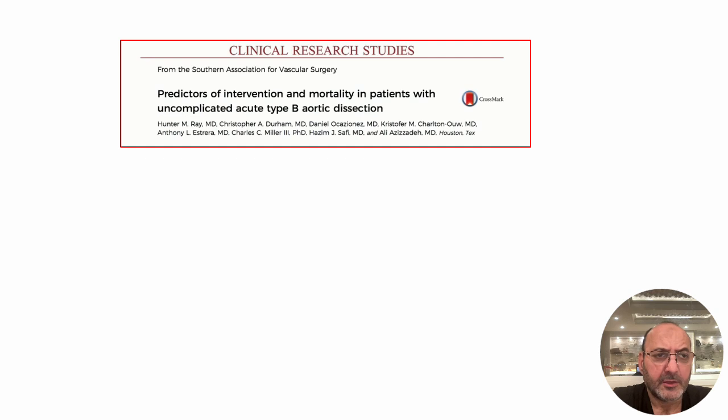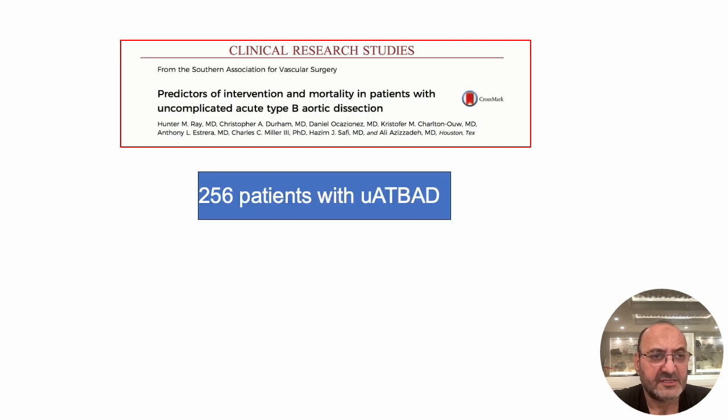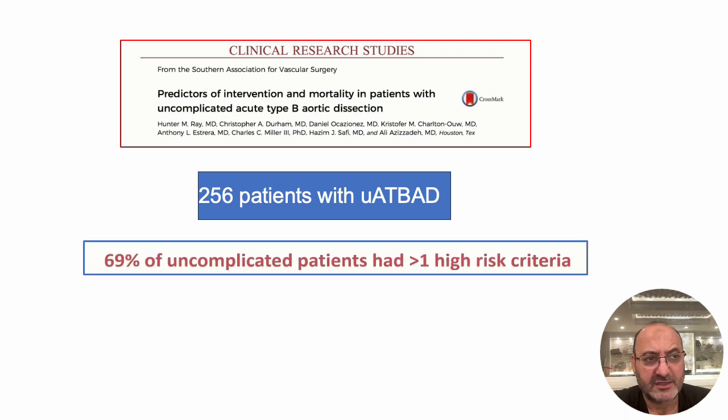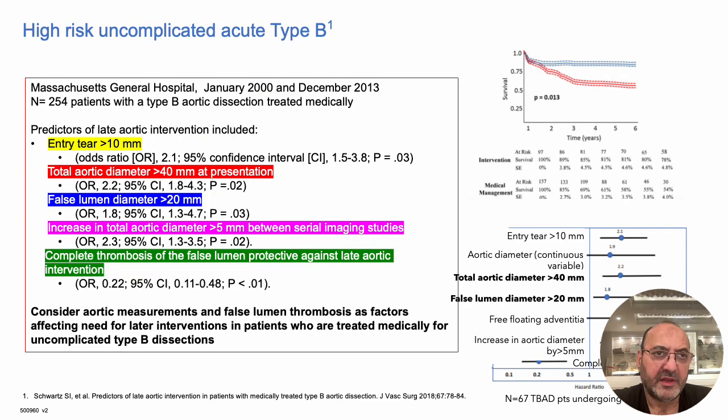This trial looked into patients with uncomplicated type B dissection, how many high-risk features they have, and it came out of the University of Texas in Houston. There were 256 patients with uncomplicated type B dissection, but they found that at least 69% of those patients had at least one high-risk criterion. In another study, from Massachusetts General Hospital, they looked between the year 2000 and December 2013.